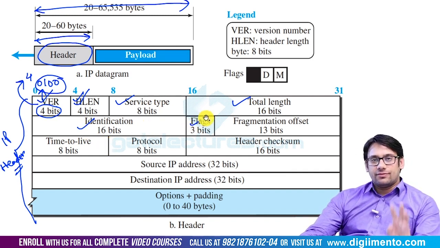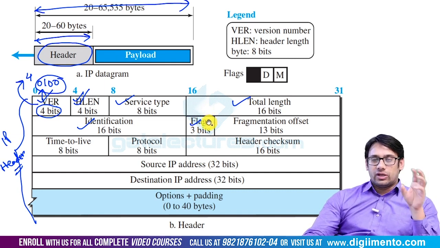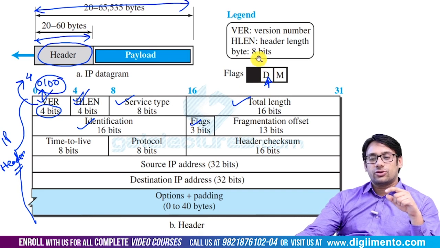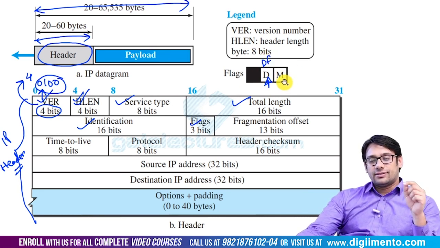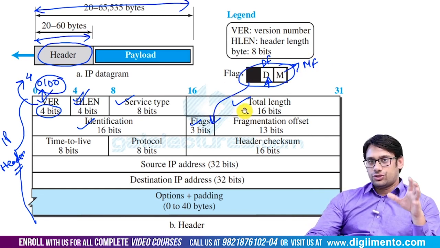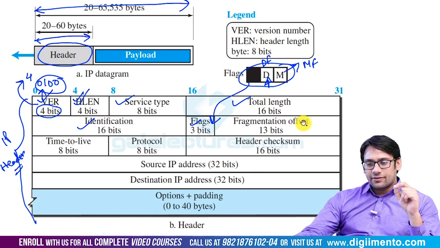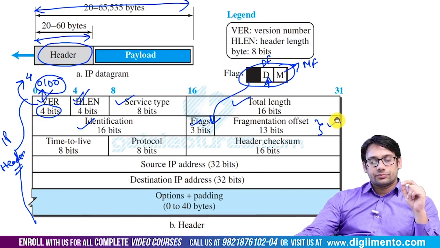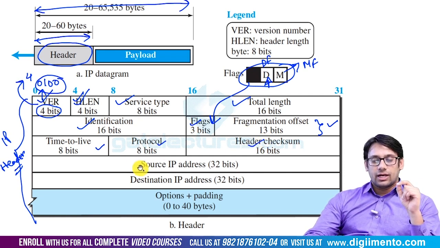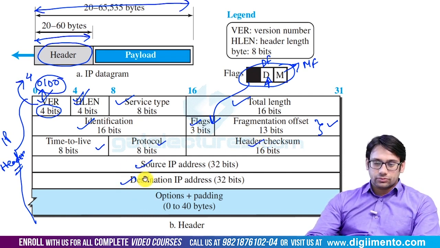We have flags. We have basically three flags here. One is reserved. Second is do not fragment, that is the DF field. And the third flag is more fragment, that is the MF field. So this is actually three bits which we store here. And then we have something called the fragment offset field. And then time to live, protocol, header checksum, source IP, destination IP, and so on.